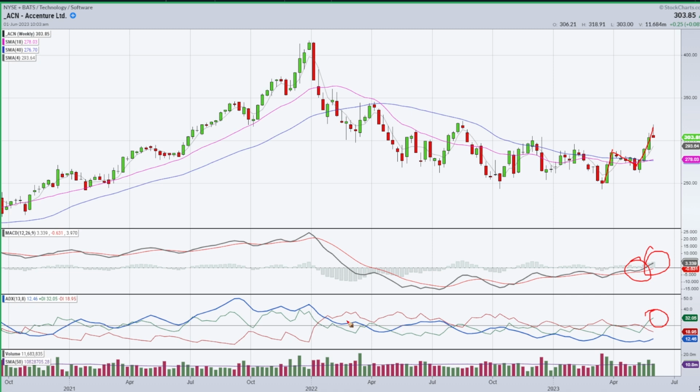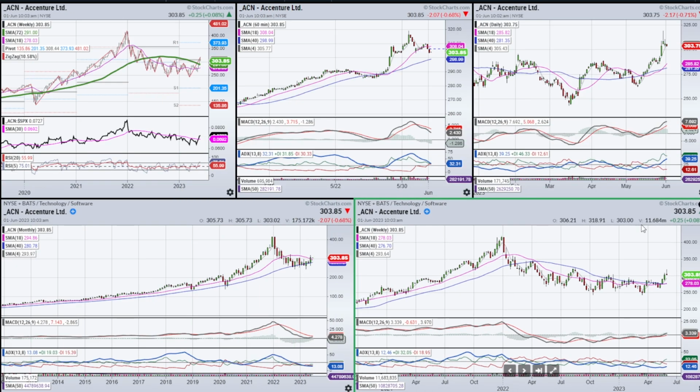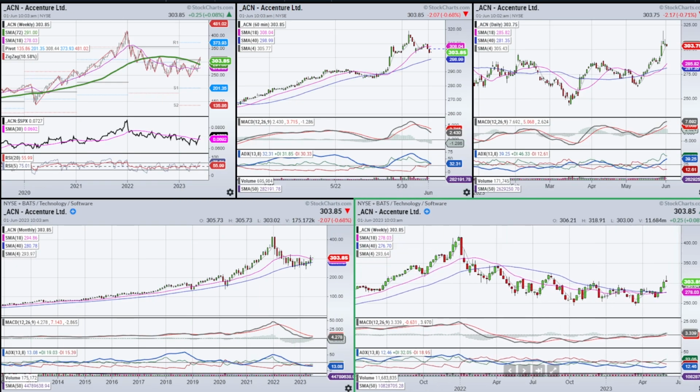Look at what green DI is doing for the first time. Look at how, so here's red DI crossing above and staying above essentially this whole time until now. You can also see the volume pattern improving. So there's definitely some things here that I think are getting more attractive.